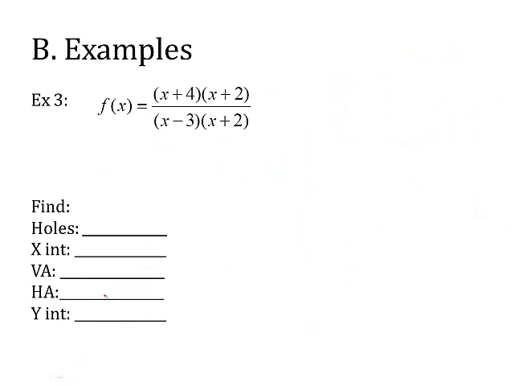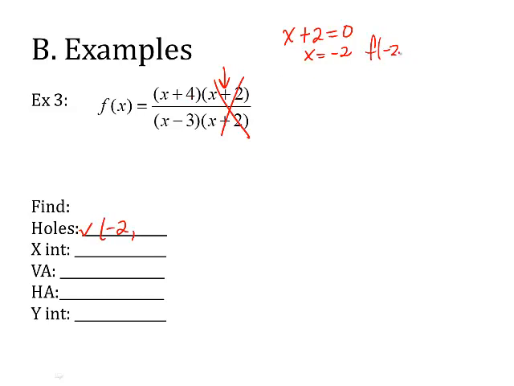Let me do one more example. Now, this one's a friendly one. It's already factored for me. So I can notice real quickly that there is a hole. And where's that hole located? Well, take the x + 2, set it equal to 0, solve it. So the x coordinate is -2. And now I cancel this out, and I plug in the -2 into what's left of my equation.